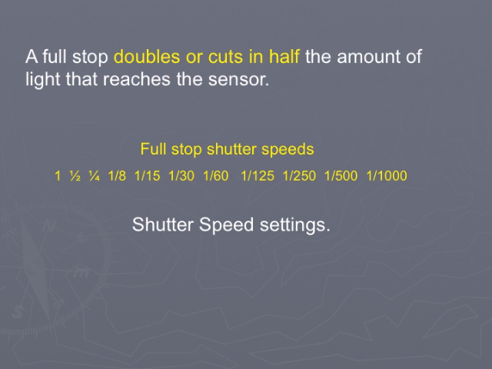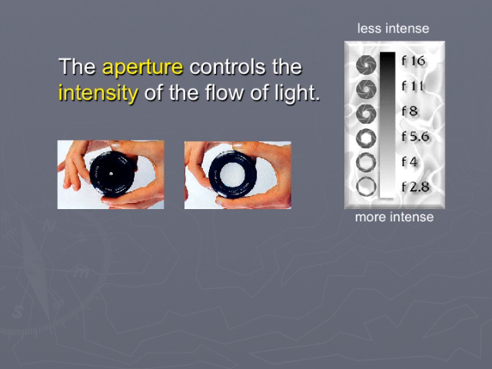So again, here are those standard shutter speeds: 1, 1/2, 1/4, 1/8, 1/15, 1/30th, and so on, as the standard ones for the light that gets into the sensor. Those are the ones I want you to remember for things later on. Now, the other control we have is the aperture. The aperture controls the intensity by controlling the size of the opening within the lens to let more or less light through.